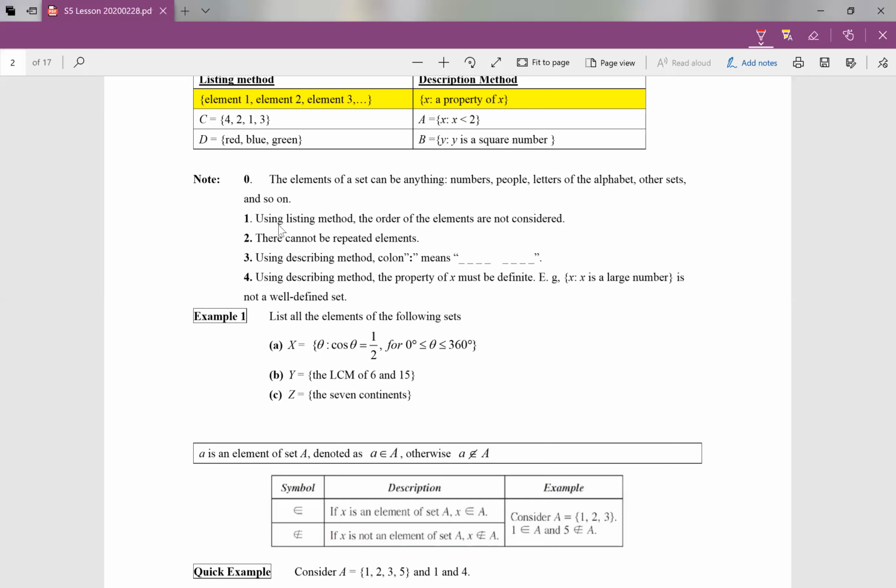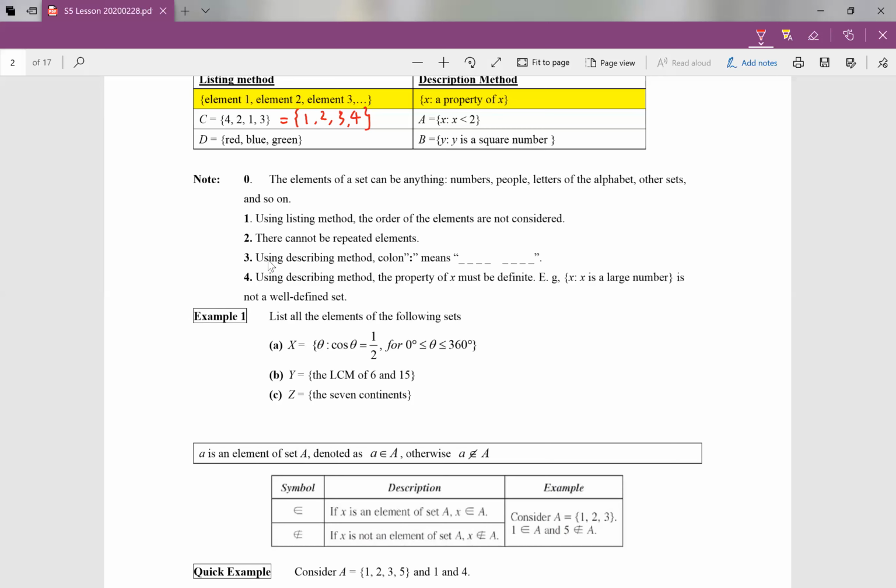Note number 1. Using listing method, the order of the elements is not considered. For example, the set C is {4, 2, 1, 3}. You can also write {1, 2, 3, 4}. It doesn't change the set. Number 2, there cannot be repeated elements, meaning that you shouldn't write the same element inside a set twice.